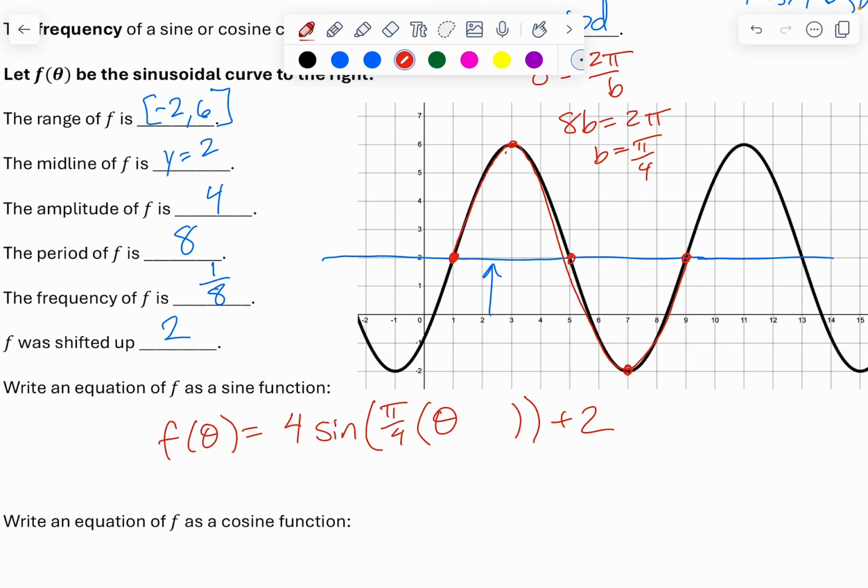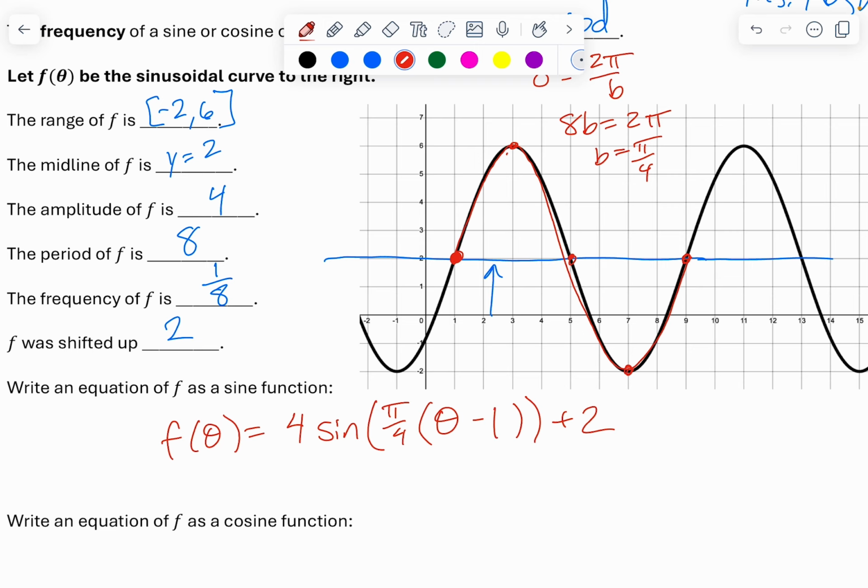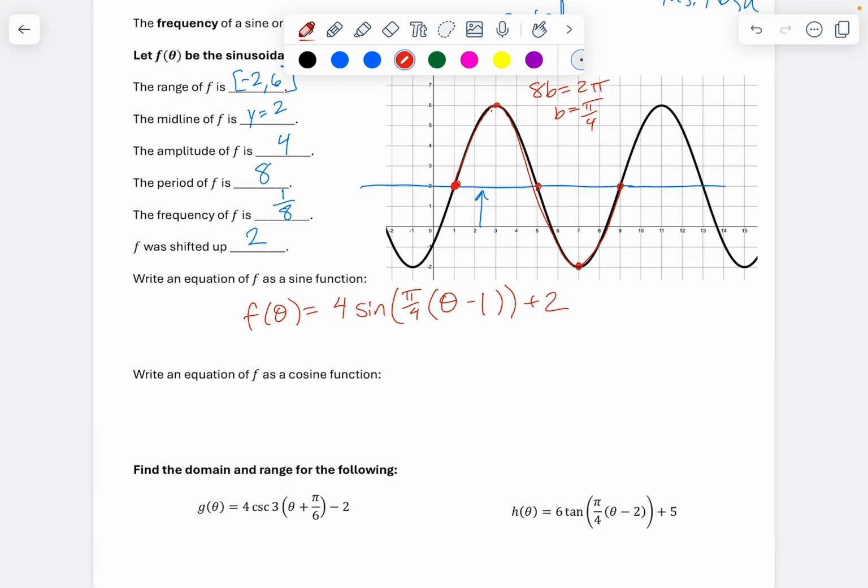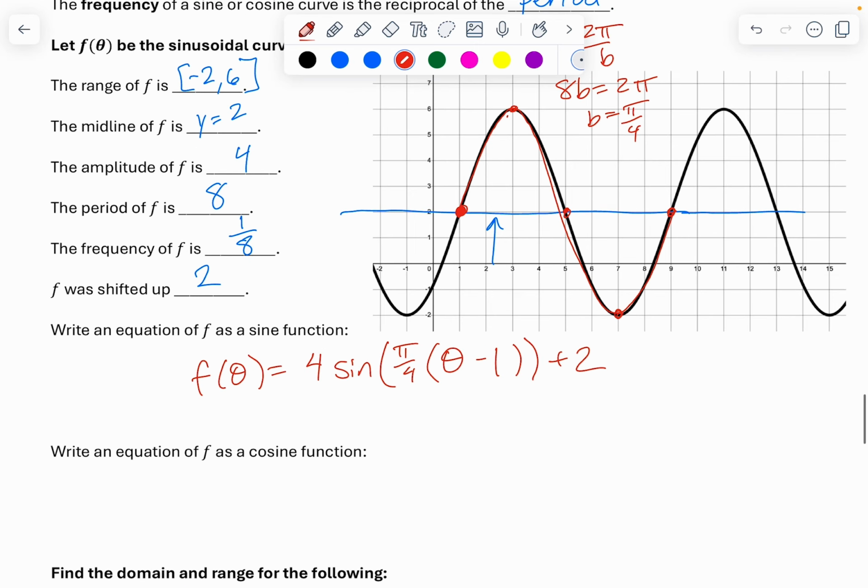And then what did I do? Well, sine typically starts, this point usually is at the origin. So I went right 1 and up. Oh, that was weird. The thing thinks it's smarter than me. I went right 1 and then up 2. And so I have to go right 1, so that becomes a -1 right here. Okay, now let's do a cosine function.